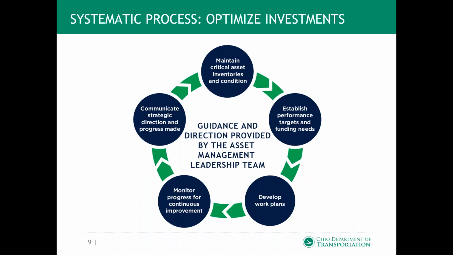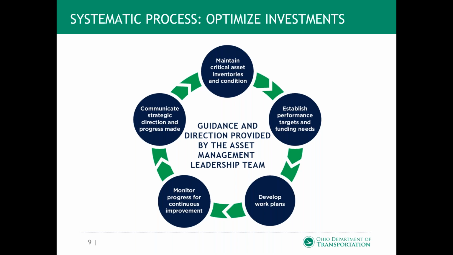From that, here's our systematic process for optimizing investments. Again, we wanted to be able to manage infrastructure conditions. We want to measure and manage. So in order to be able to do that, we had to come up with a process. And here's our overarching process. If you go throughout the building here in ODOT, you will see this graphic posted in various different places, in different conference rooms and offices. Again, part of our communication and our marketing plan.